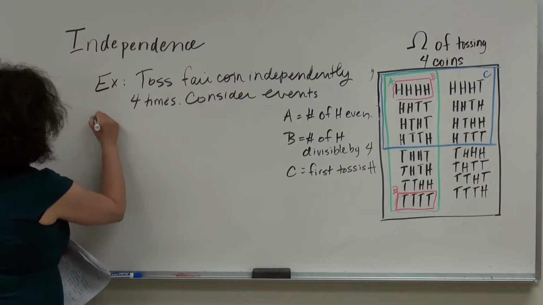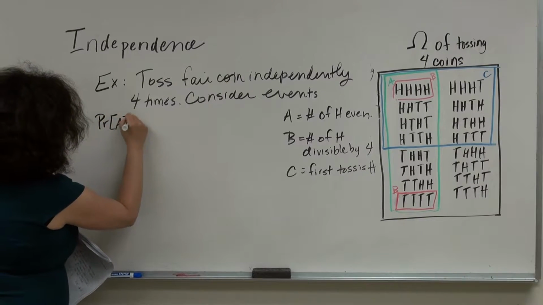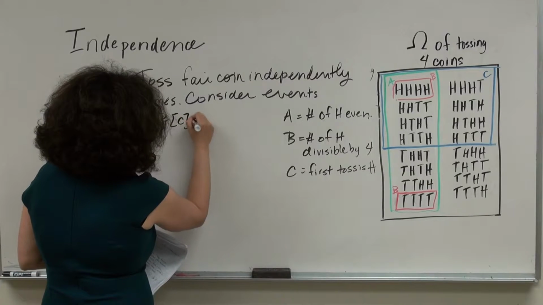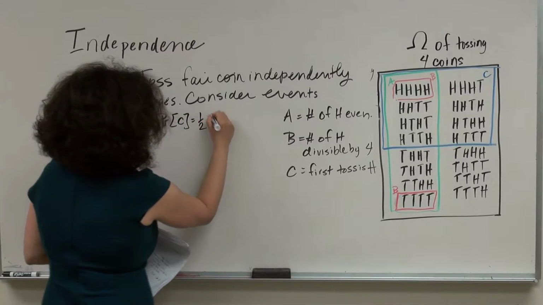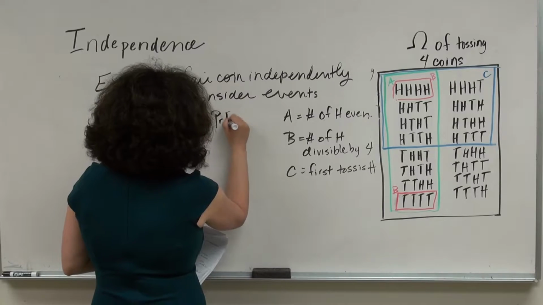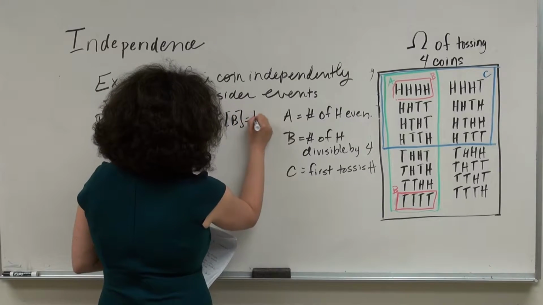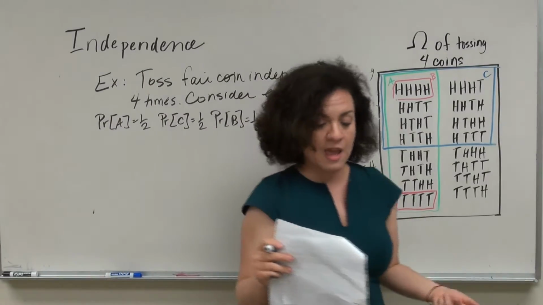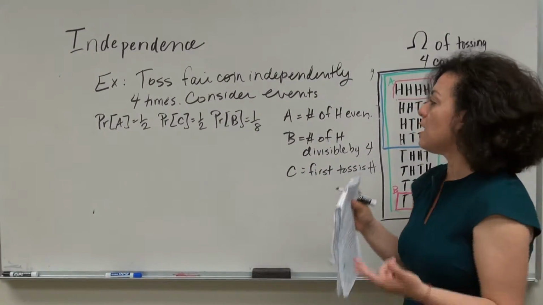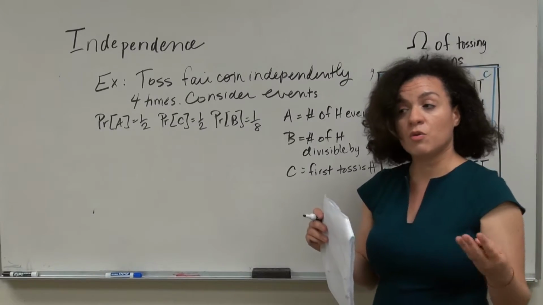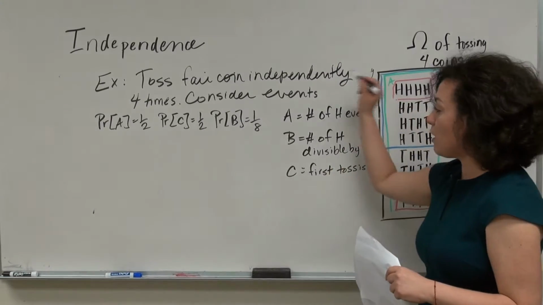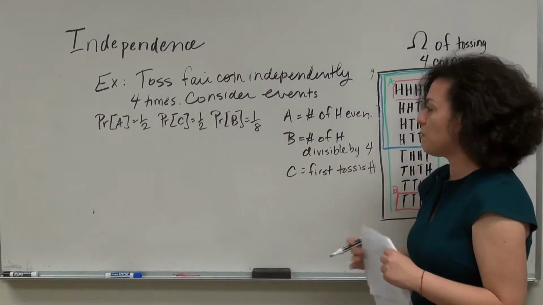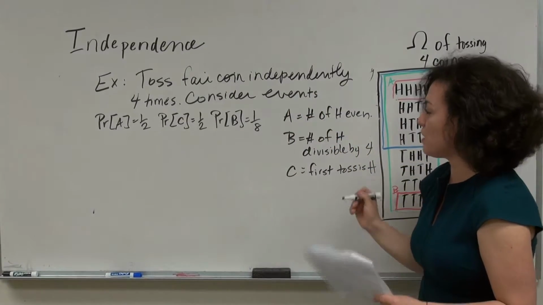So the probability of A equals 1/2, the probability of C equals 1/2, and the probability of B equals 1/8. So now we want to consider, are these events A, B, and C independent? And in order to show independence, we'd have to show that all 3 of them would be independent, and also the pairs of them would be independent. So we're going to start with just the pairs.